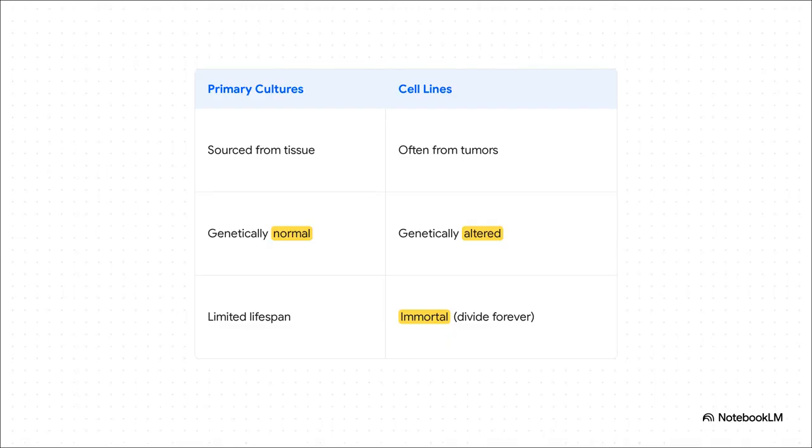This brings us to cell culture, and it forces a really big choice. On one hand, you can grow primary cells, which are taken directly from living tissue. These are genetically normal, they act a lot like they would inside the body, but, and this is a big but, they have an expiration date.